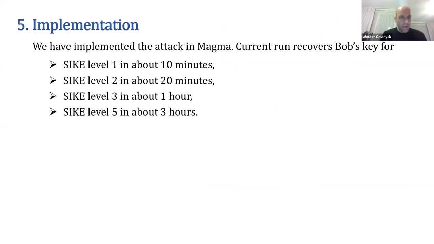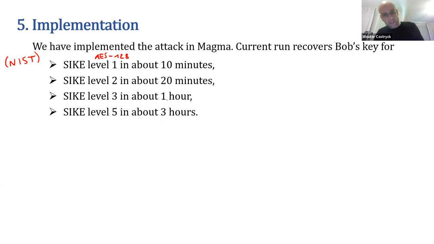Okay, so we have implemented this attack in Magma, and the code is available on my website if you want to experiment with it. The current run recovers Bob's key for the security levels that were asked for by the NIST competition. This is considered a paranoid security level, at least if it's secure. This is basically the level of AES-128, but against quantum computers. And this attack, which is completely classical, recovers Bob's secret key for level 1 in about 10 minutes, and up to level 5 in about 3 hours.